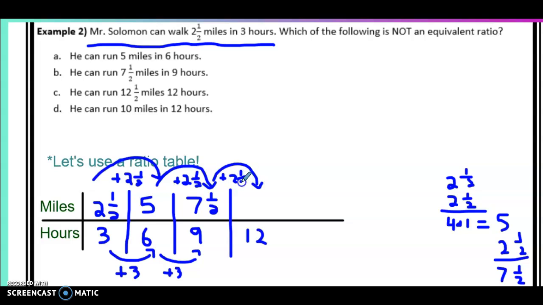And the reason why the jumps up here are different than the jumps down here is because remember that rates are different units, right? This is miles, this is hours. That's why we're jumping by different amounts. Down here, we're jumping by 3.